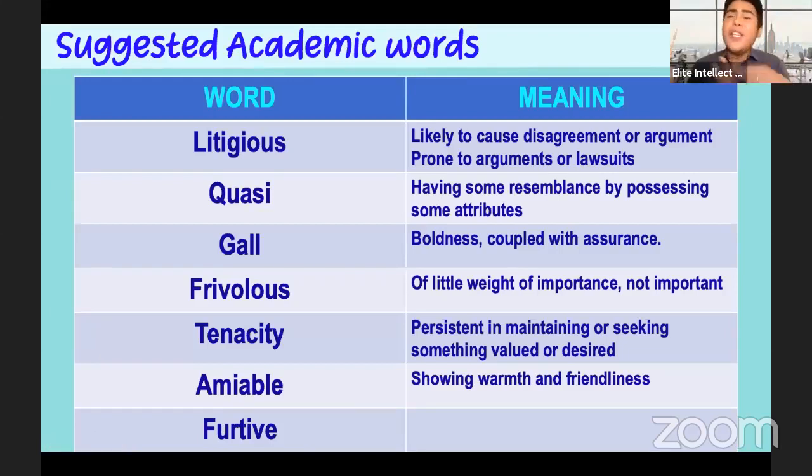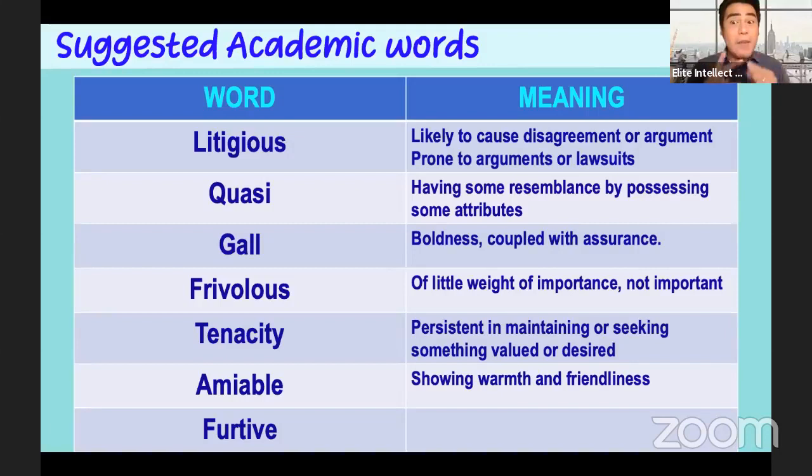Frivolous, of little weight or importance, not so important. Well, the things that the person suggested are quite frivolous. It means that it's not so important, okay? What else? Tenacity. It's persistent in maintaining or seeking something valued or desired. I need to show my tenacity for the IELTS examination.